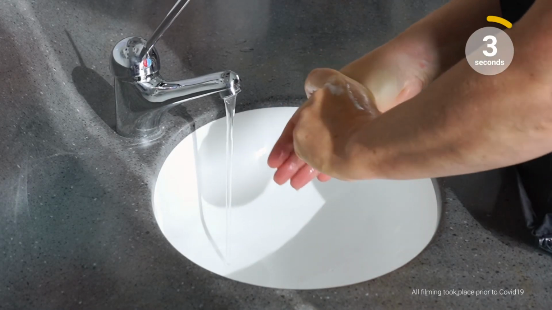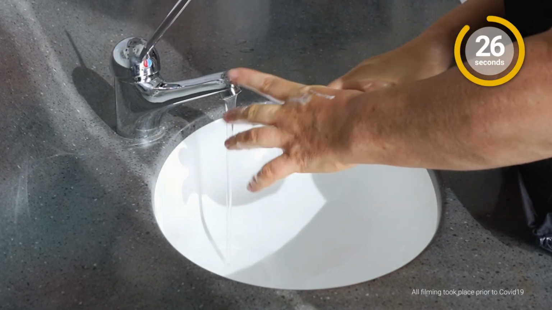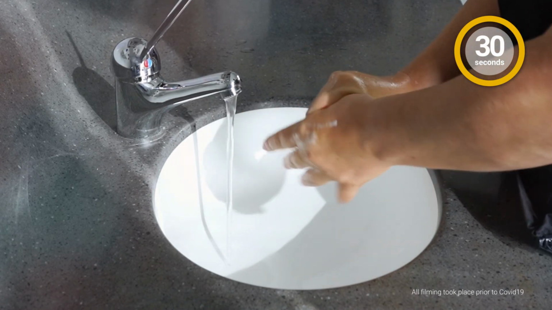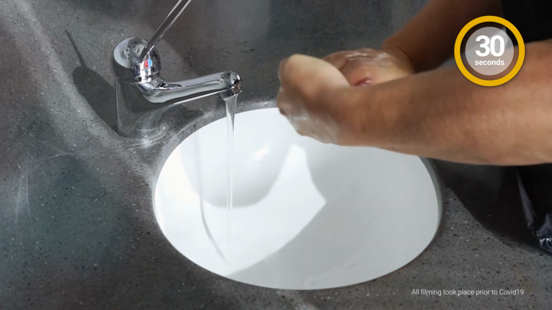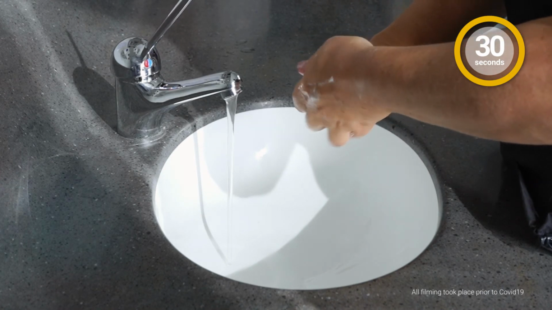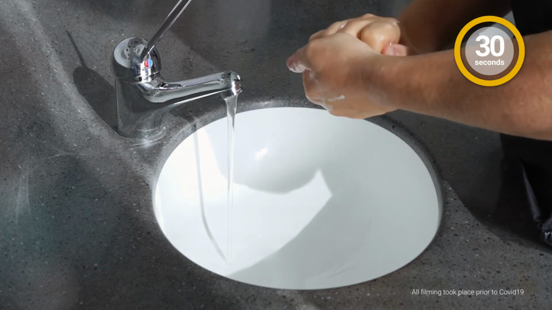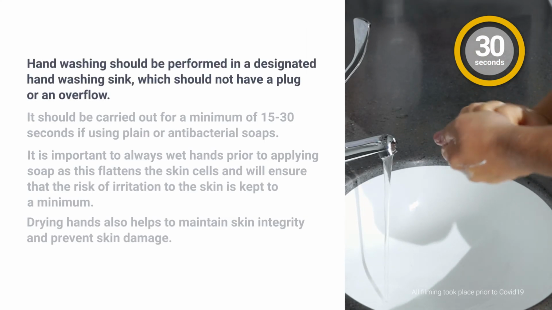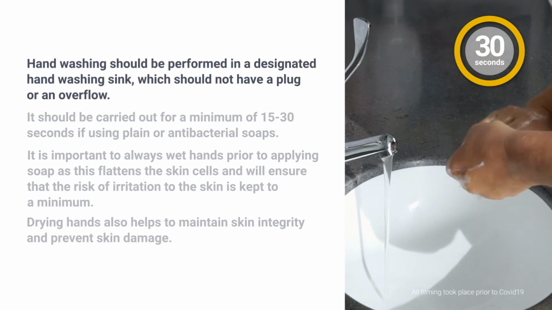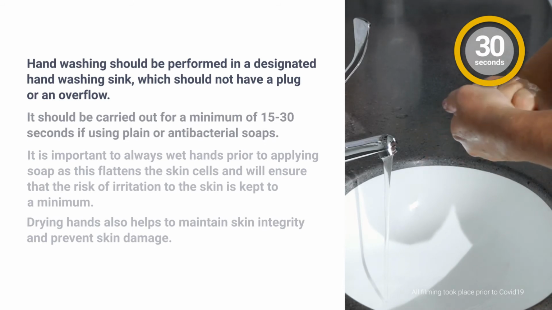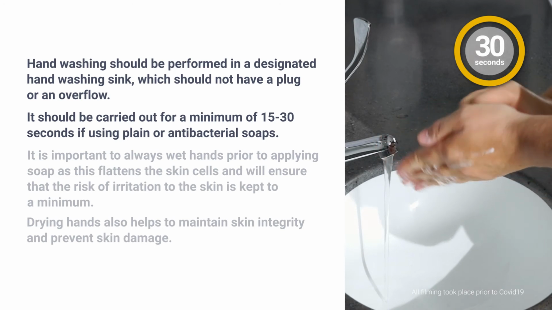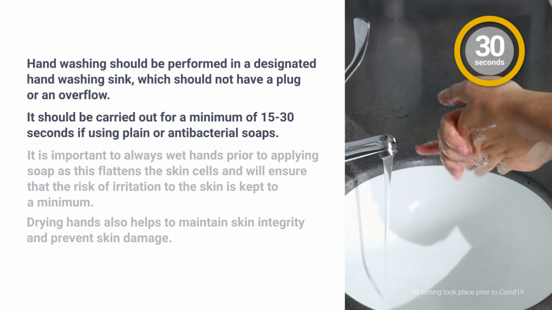Clinical antiseptic hand hygiene is carried out to destroy microorganisms with the use of an antiseptic or antibacterial liquid soap. This type of hand washing should be carried out at the start and the end of every clinical session. Hand washing should be performed in a designated hand washing sink, which should not have a plug or an overflow. It should be carried out for a minimum of 15 to 30 seconds if using plain or antibacterial soaps.